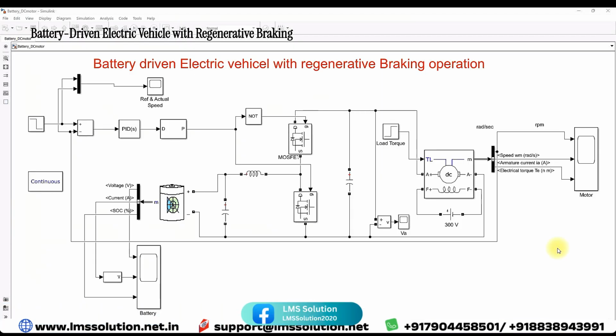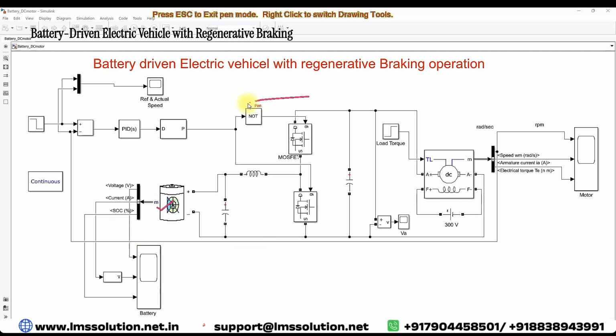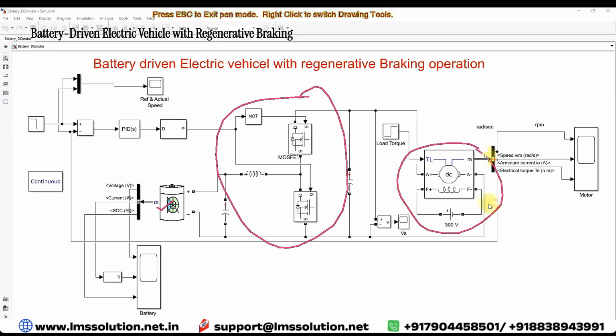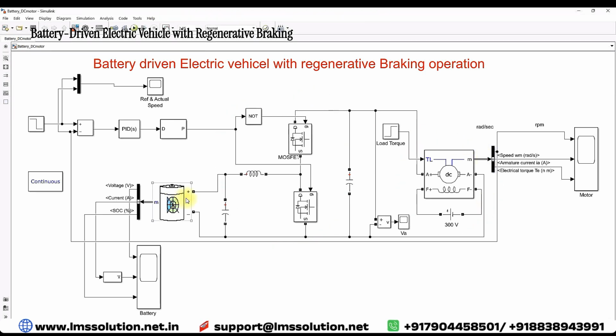Today we are going to see the battery driven electric vehicle with a regenerative braking operation concept in MATLAB. This is a simulation model we have created for a battery powered electric vehicle. This model consists of a battery, a bidirectional DC-DC converter, and a DC motor. The converter is going to be controlled by means of a speed control method.